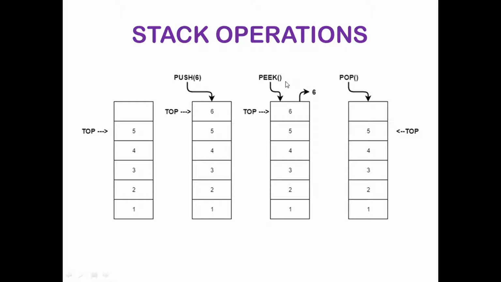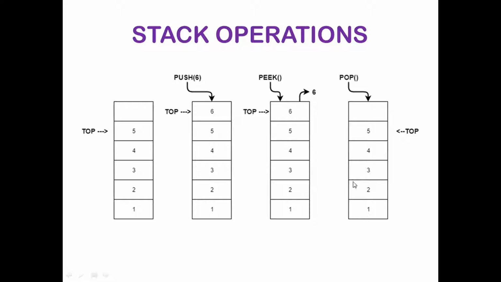So if you are calling peek operation, peek will just return the value of the topmost element. It will not delete the topmost element. So the top pointer is still pointing to the topmost element, which is 6. Here it is changed to 5. So there are push, peek and pop operations.